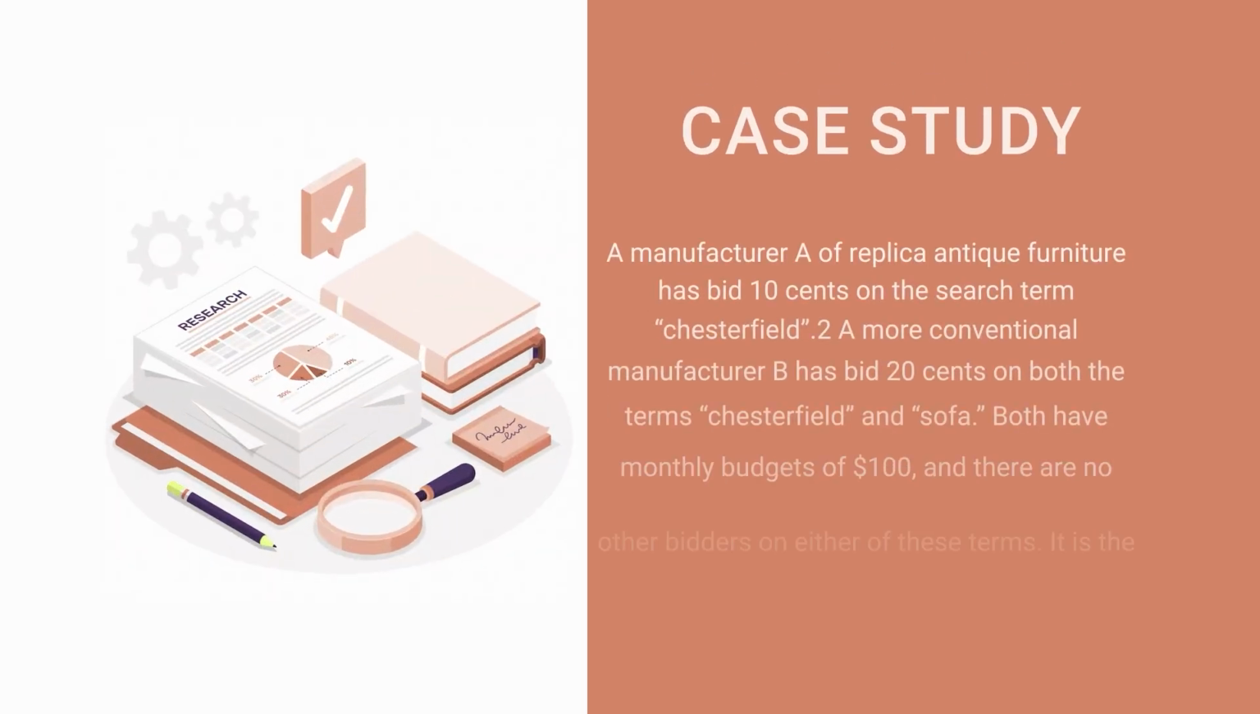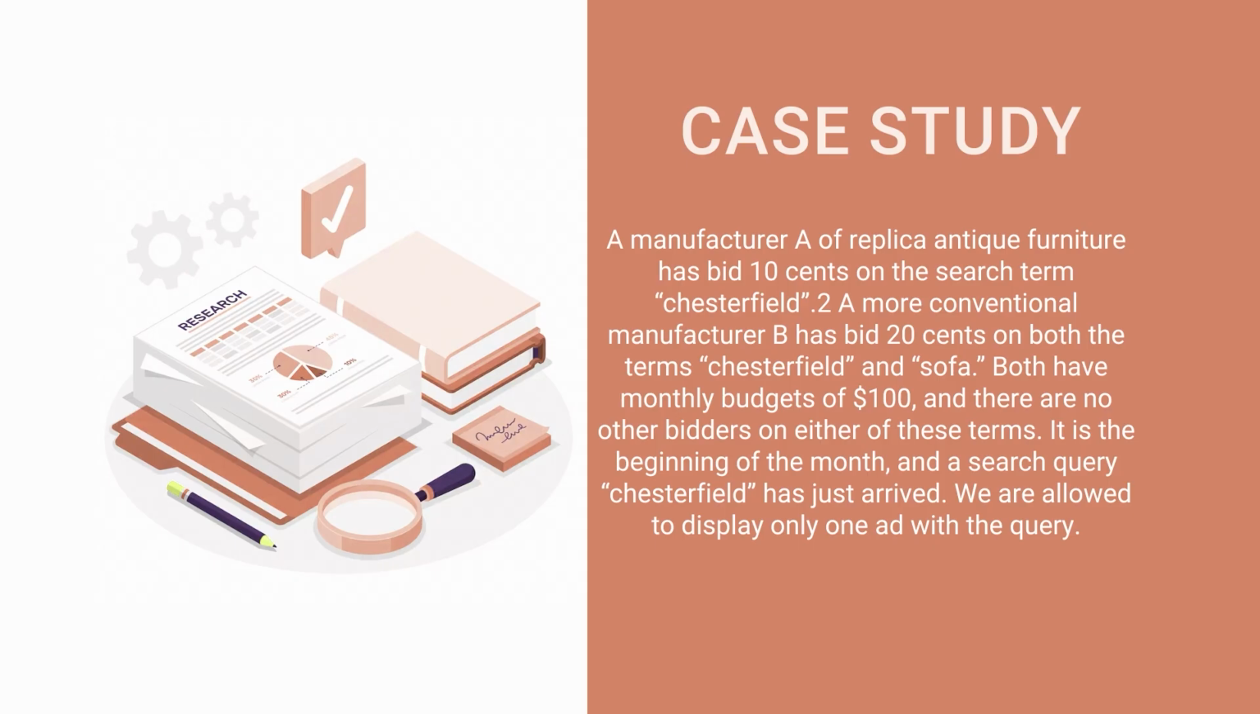We can understand this concept with the help of a case study. Consider a manufacturer A of replica antique furniture who has bid 10 cents on the search term Chesterfield. A more conventional manufacturer B has bid 20 cents on both the terms Chesterfield and sofa. That means there are two manufacturers, A and B. A has made a bid of 10 cents on the search term Chesterfield only, whereas manufacturer B has bid 20 cents for both the keywords Chesterfield and sofa.